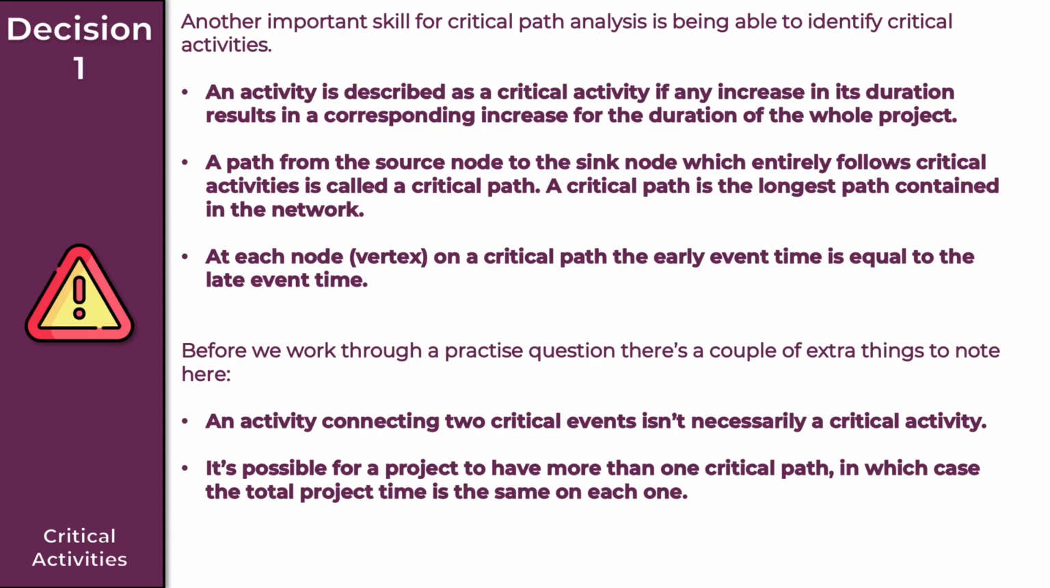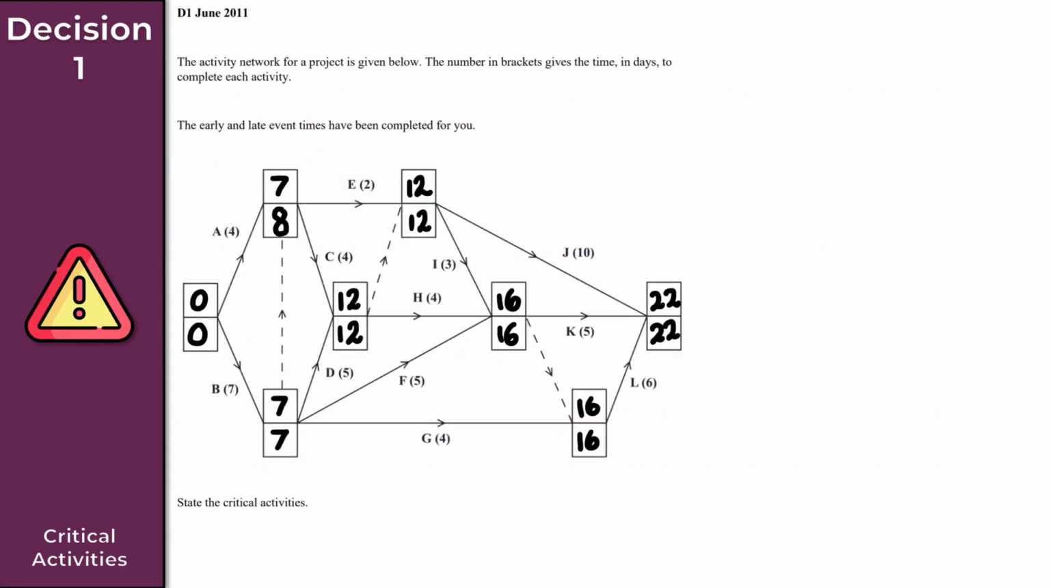I'm hoping that it's quite intuitive, right? There shouldn't be a difference in the total project time for different critical paths, okay? So with all that in mind, let's work through a practice question together. Let's get started with this practice question.